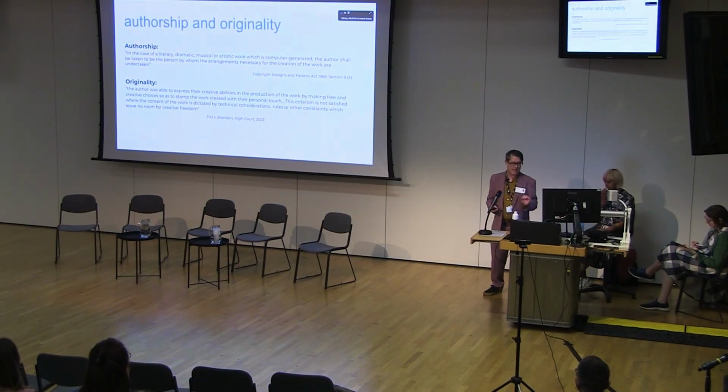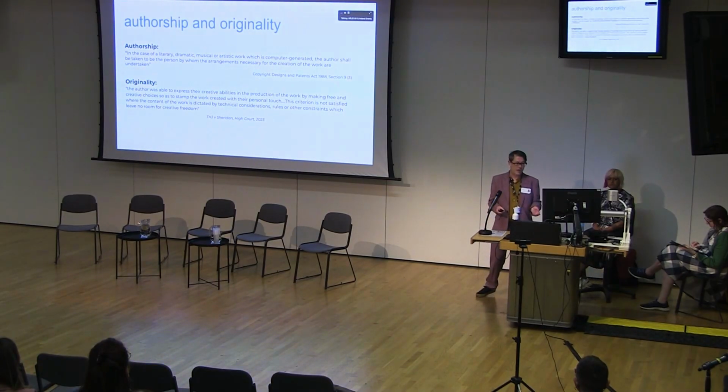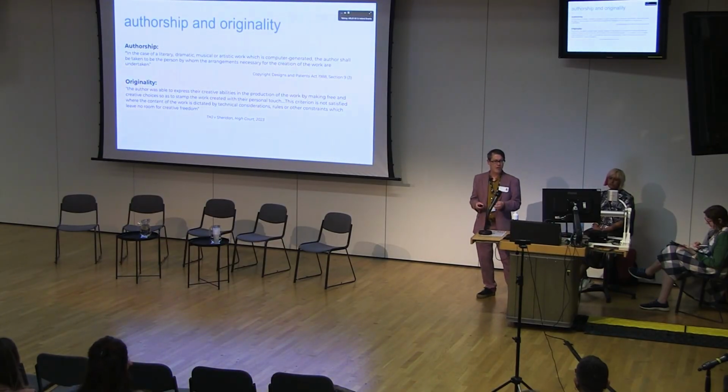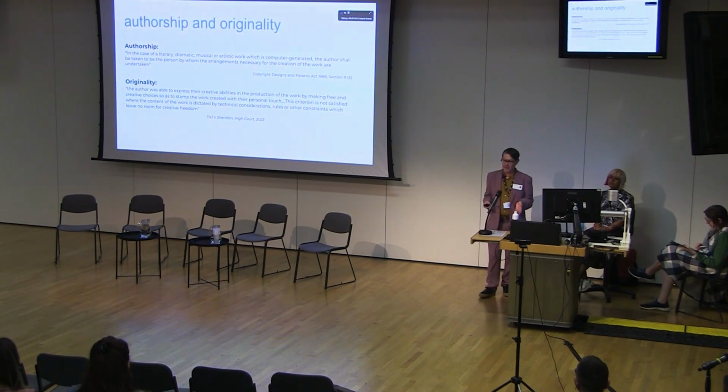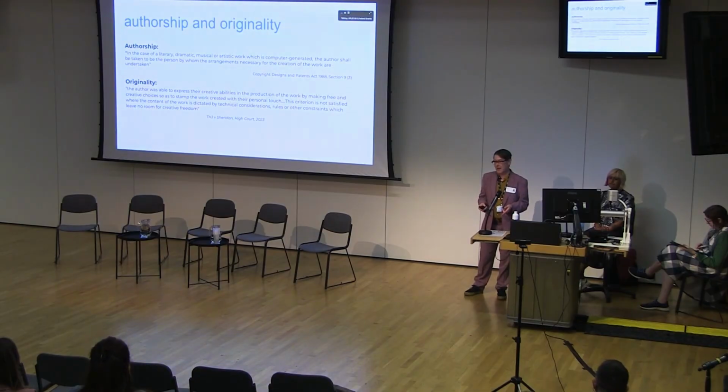That's quite interesting. It says, in the case of a literary, dramatic, musical, or artistic work which is computer generated, the author shall be taken to be the person by whom the arrangements necessary for the creation of the work are undertaken. So this was written before we had AI. So within UK law, there is an idea that a computer generated work could have copyright.